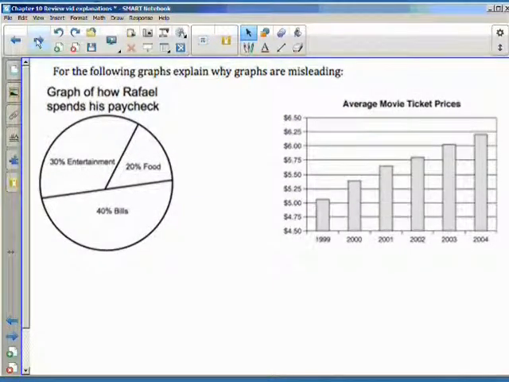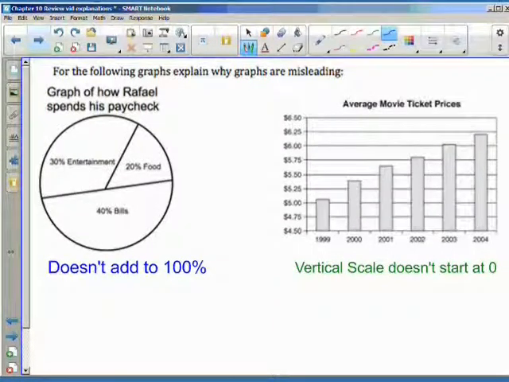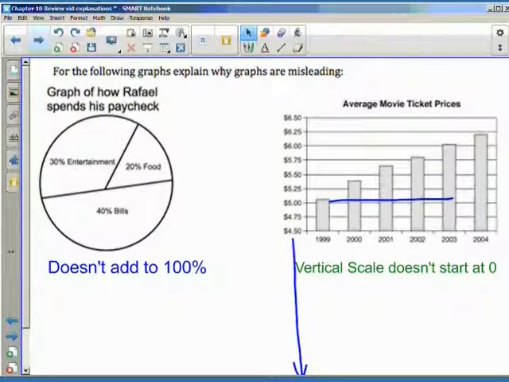All right. For the following graphs, explain why they might be misleading. If you look at the one on the left here, this circle graph, they don't add up total to 100%, and that can be misleading. It makes all the values seem smaller. If you look at the graph on the right, you notice that the vertical scale doesn't start at 0, and this makes it look like, for instance, in 1999, ticket prices seem to be almost doubling in just 2 years. But there's quite a bit of the graph that hasn't been included if you go all the way down.